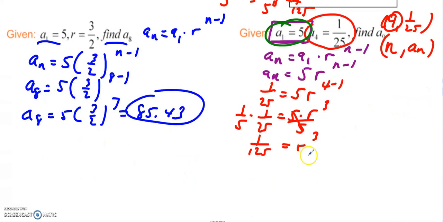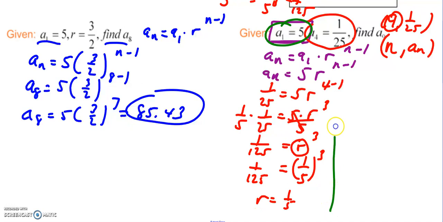So in order to find what r is, my answer is a fraction. So I wonder, what fraction to the 3rd would give me this? Well, what number times itself 3 times gives me 1? Well, 1. What number times itself 3 times gives me 125? Well, that's 5. So that means that my r value is going to be 1/5. And how does that help me?